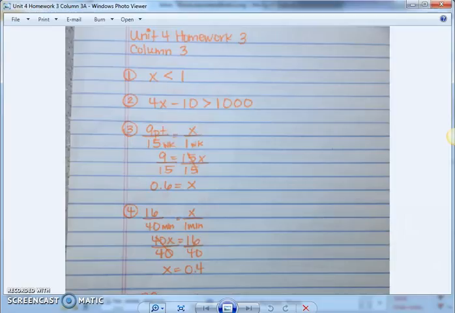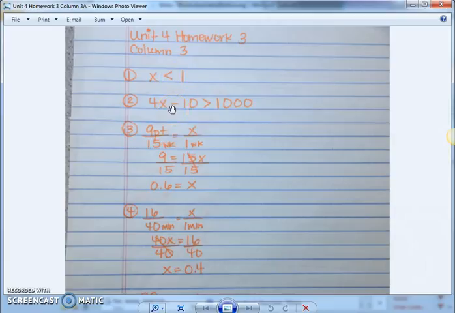Okay, so this is Unit 4, Homework 3, column number 3. Problem number 1 asks us to write an inequality that represents the graph below. So this graph represents x is less than 1. There's an open circle on 1 pointing down the number line, so x would be less than 1.